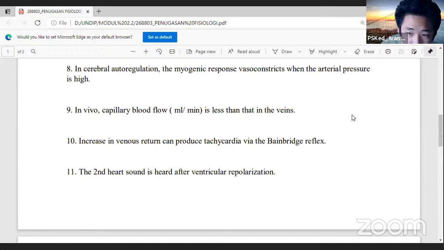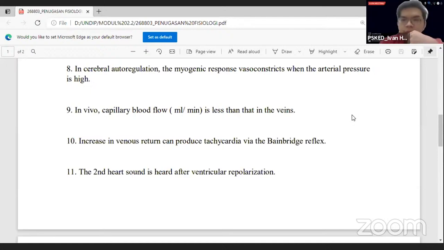Can I help answer, Prof? Yes, please. Oh, this is not Ivan, a different Ivan. Hi, Ivan. I think the Bainbridge reflex maintains the stimulation of the SA node and stimulates baroreceptors in the atria, causing an increase in SNS stimulation. So you are basically telling us that it will produce the tachycardia, but we still haven't answered the question. What is the purpose of this reflex? The two Ivans are giving the same answer, which is correct, but we still need to appreciate the purpose of the reflex.